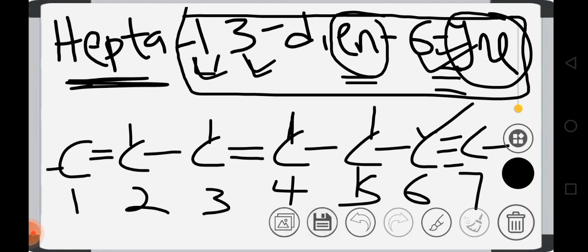We add 2 more. 1, 2. That will make it 4. So any single bond here represents a sigma bond. Take note of that. All these new single bonds I just added are the bonds with the hydrogen.